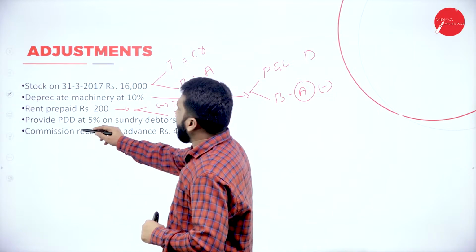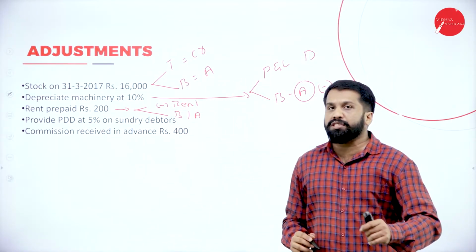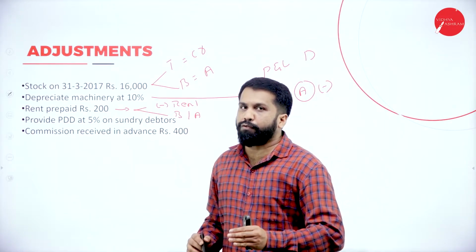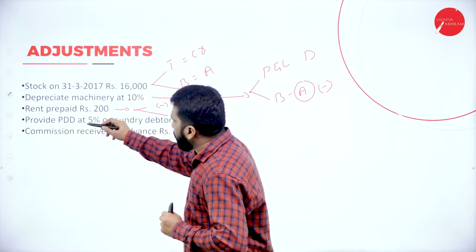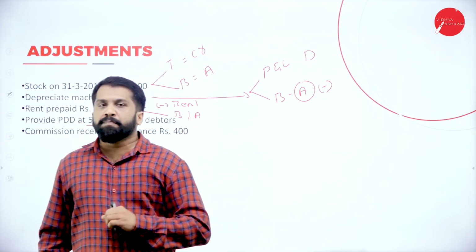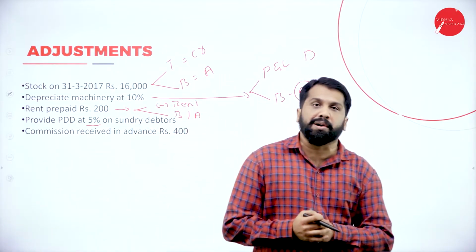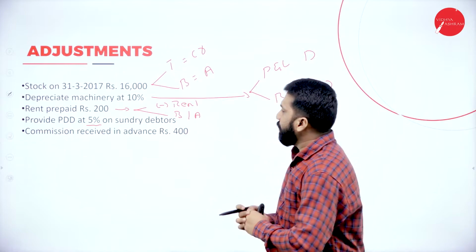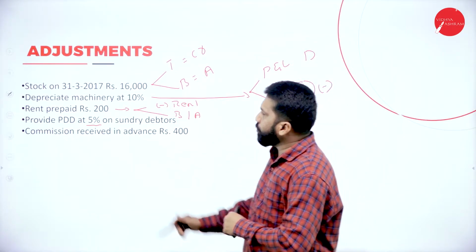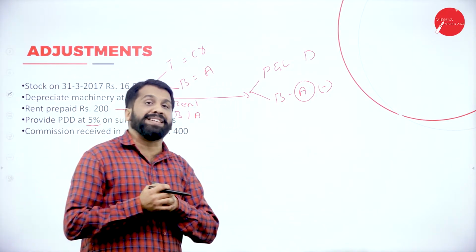Now, provide PDD. What is PDD? It is provision for doubtful debts. Now, what is the percentage given? They have given 5%. So, on what will your bad debts provision always be calculated? Always on debtors. Now, very simple. How do you calculate or show your depreciation? Similarly, we calculate your PDD.